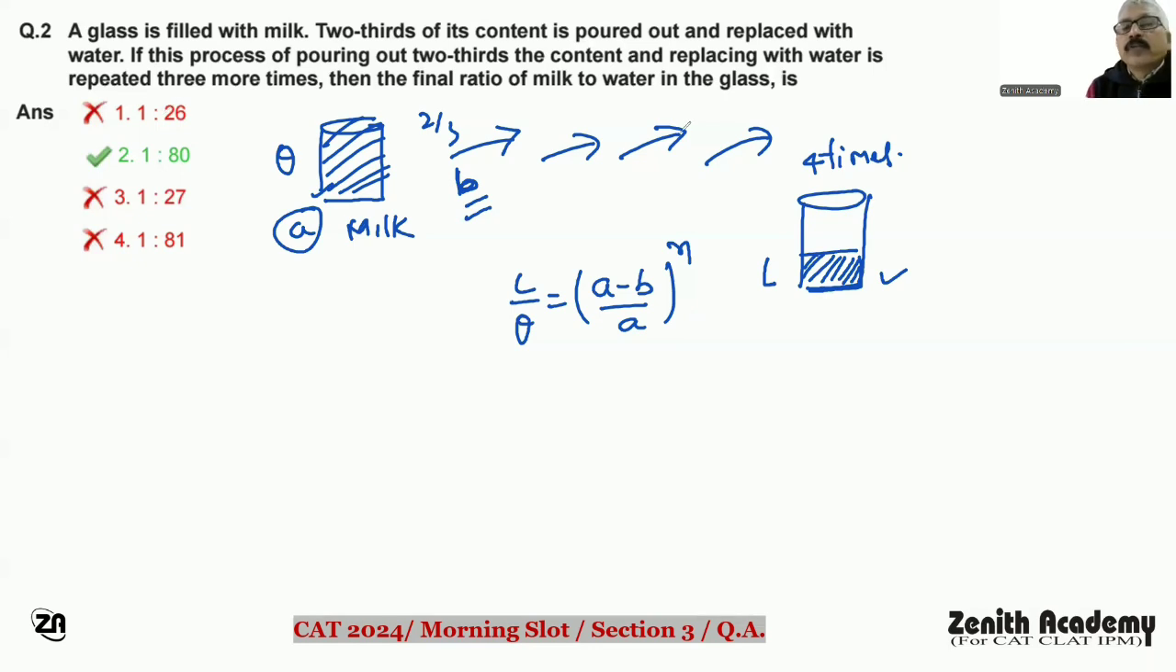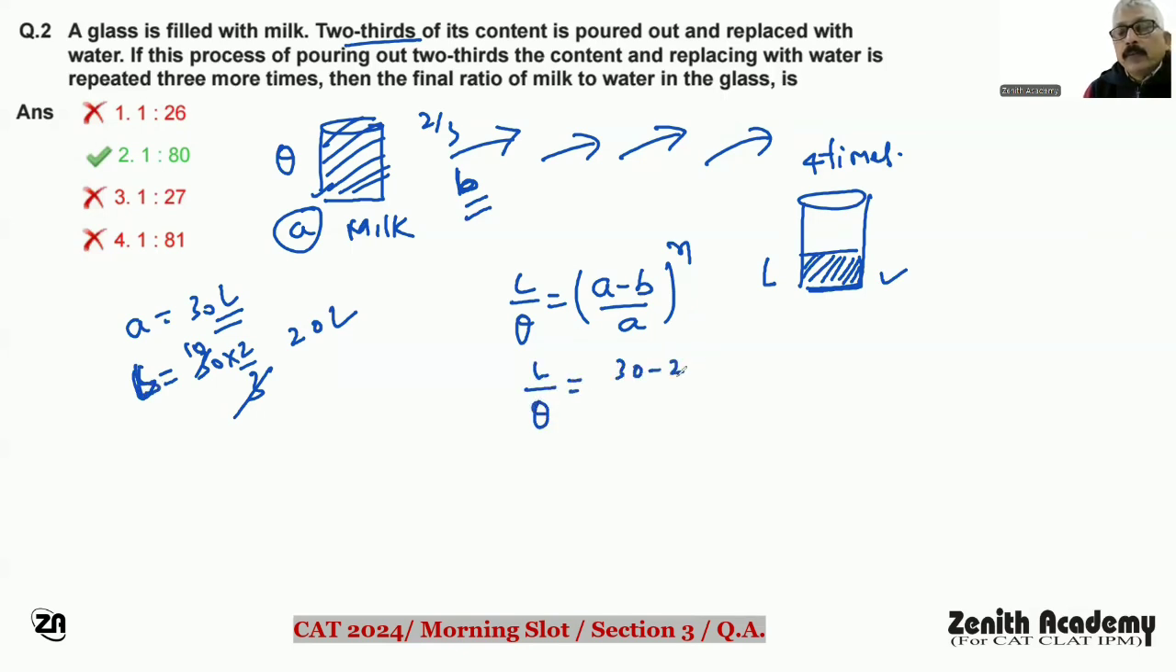Yes, to do this question faster, better you take A equal to 30 liters. So B, two-thirds, means B is equal to 20 liters. So now put in the formula: left upon original is (30 minus 20) upon 30. This process is repeated 4 times. So (10 upon 30) to the power 4, that is 1 upon 81, left upon original.